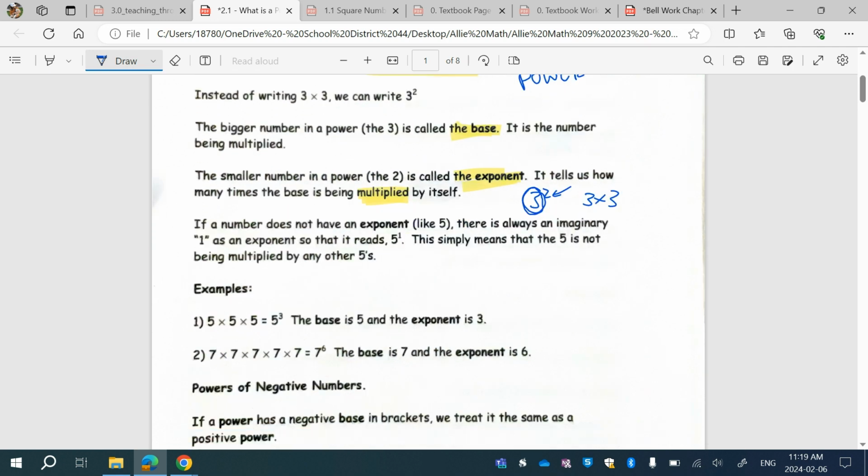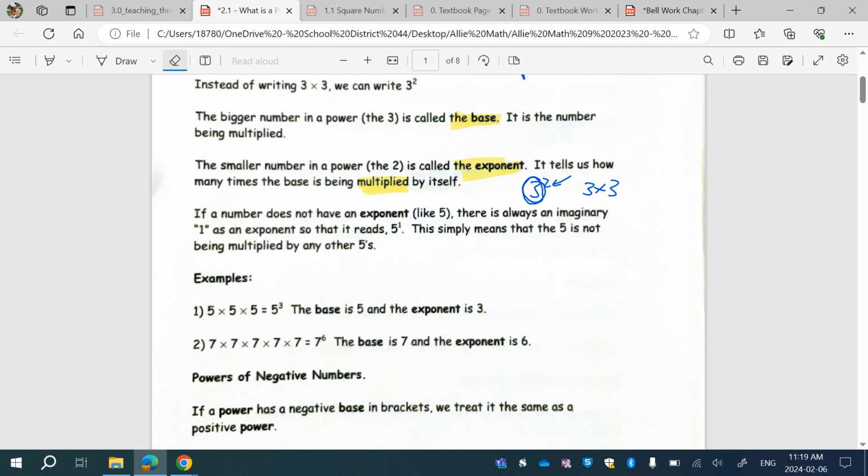If a number does not have an exponent, like just 5, just the way we're used to seeing numbers, like 4, there's always an imaginary 1 as an exponent. So it reads 5 to the power of 1, or in my example, 4 to the power of 1. So it simply means that the 5 is not being multiplied by any other 5s. The invisible exponents are helpful later when we get to polynomials and you have an x. We need to remember there's an imaginary 1, but I won't get too ahead of ourselves.